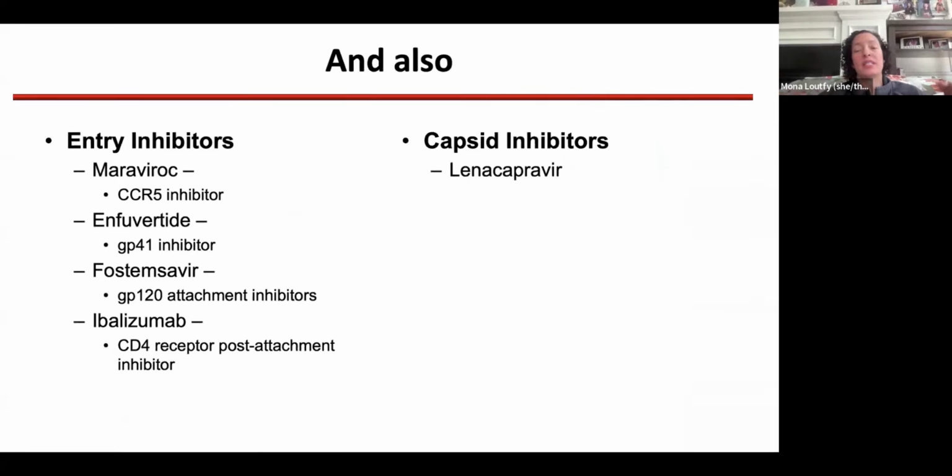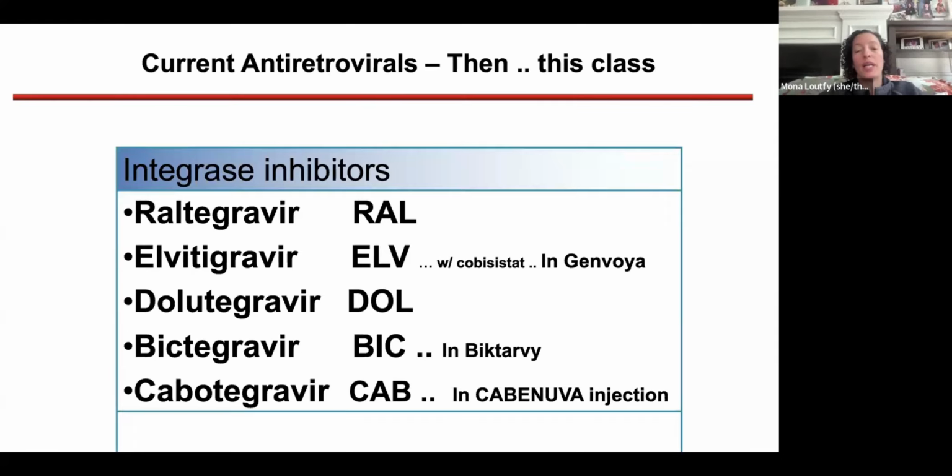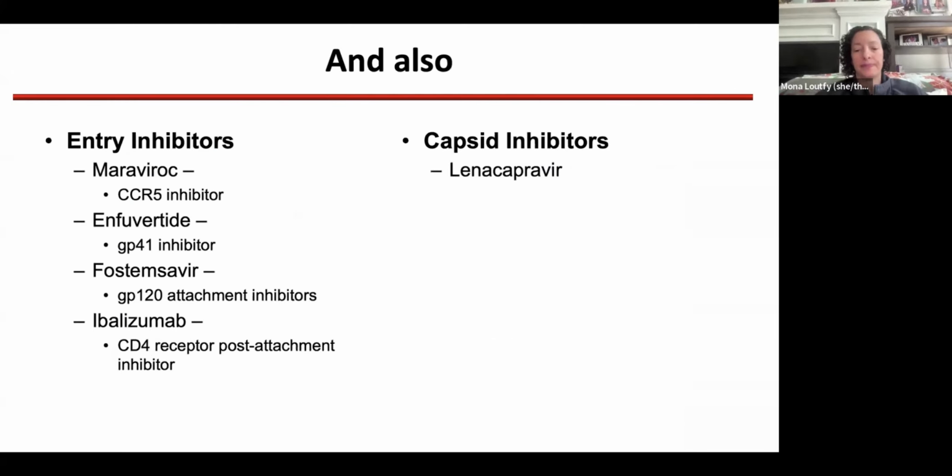So you can't just use Lenacapravir every 6 months alone because the virus will develop drug resistance. Do you see that? If you're going to combine Lenacapravir as an injection, it would have to be done with other antiretroviral drugs. One of the things we're doing for people who don't like taking pills is combining Cabenuva, so cabotegravir and rilpivirine, with Lenacapravir. Do you see that?